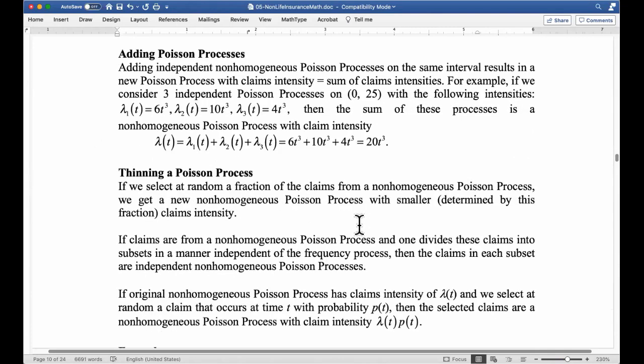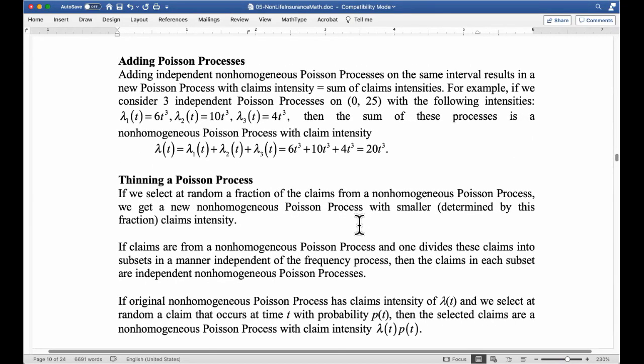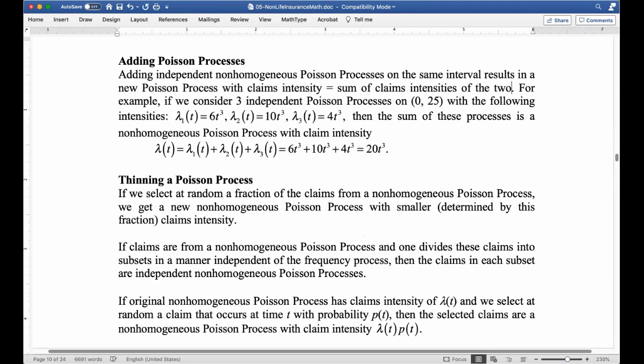Now we're going to reiterate this idea of what happens when you add up Poisson processes. So adding independent non-homogeneous Poisson processes on the same interval results in a new Poisson process with claim intensity equal to the sum of the claim intensities of the two. I should have said, of the processes.